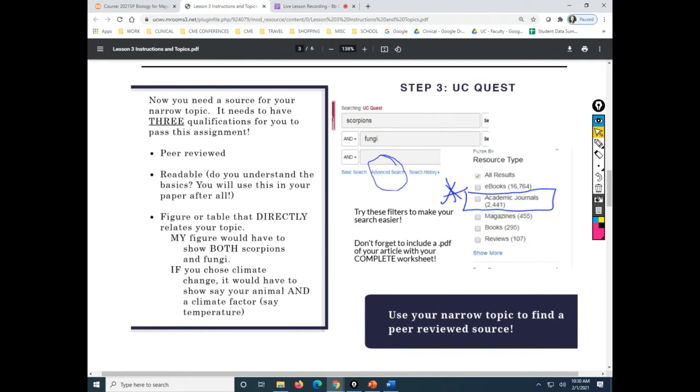Bullet point number 2, readability. I mean this when I say this: you definitely want to make sure that whatever you're picking is something that's manageable and interesting. There are a lot of very readable articles out there that set up the kinds of experiments that we do together. My recommendation is choose those.